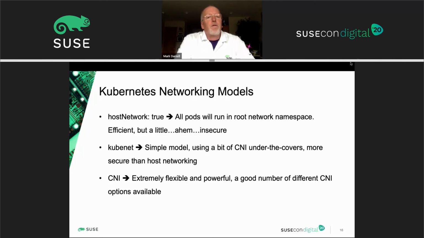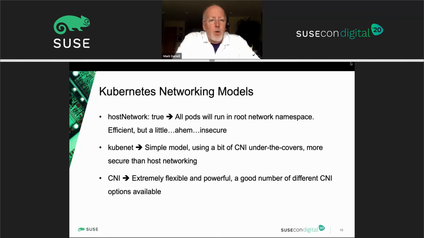If the host network flag inside a startup file for Kubernetes is set to true, all pods will run in the root network namespace. This is efficient, meaning there's very little software overhead, but it's insecure. Many CIOs, security officers, et cetera, will have a problem with that. So a lot of organizations will say, nope, we're not going to turn on host networking. That's why these other two models are potentially a little bit more important.